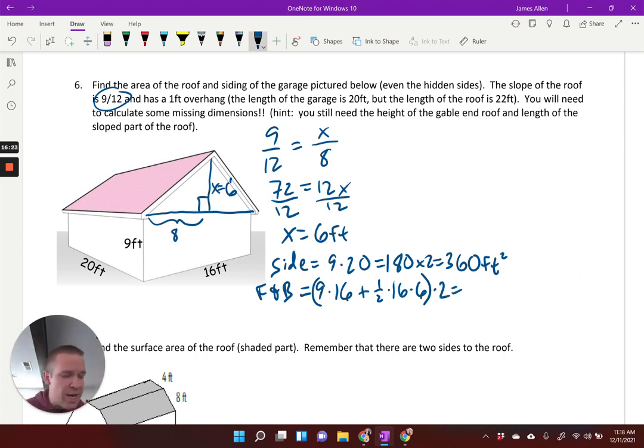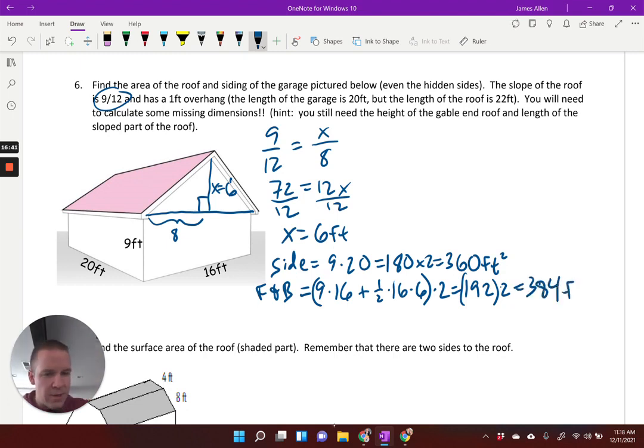So I have 9 by 16. I don't want to make a mistake, so I'm going to throw this in my calculator. Plus 1/2 times 16 times 6. That's all going to give me 192. But that's all times 2, and I get 384.